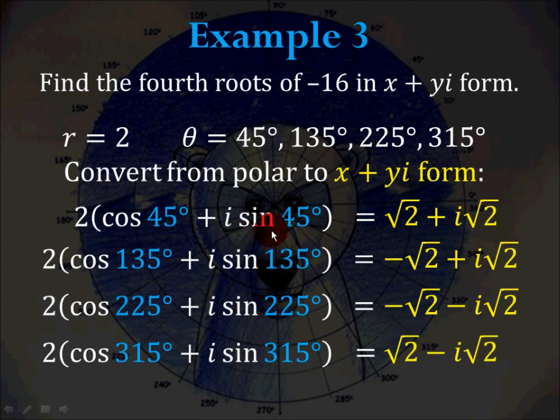Notice that in the first quadrant, you're going to have both x and y positive. Second quadrant, you're going to have x negative, y positive. Third quadrant, both x and y are negative. Fourth quadrant, x is positive, but y is negative. And that's how you find the fourth roots in x plus yi form. First find the roots in polar form, calculate the sine and the cosines of all the angles, and write your answers.